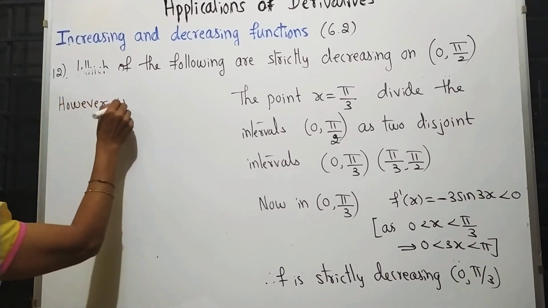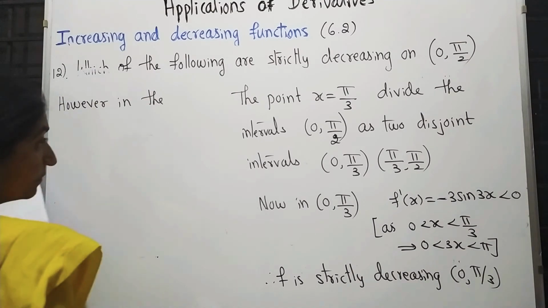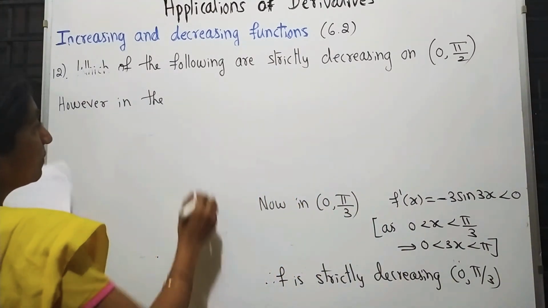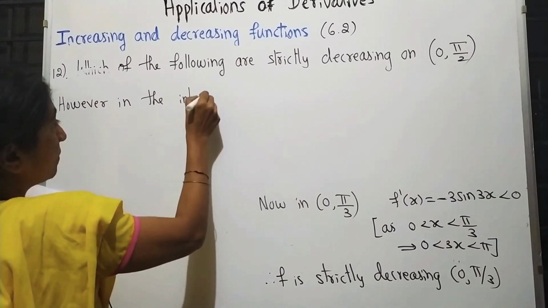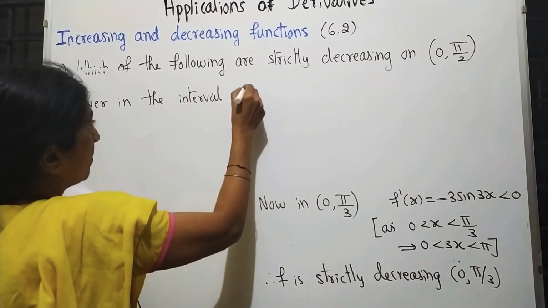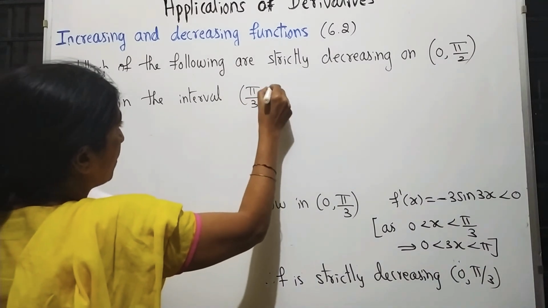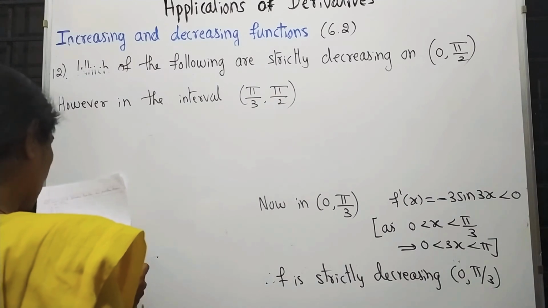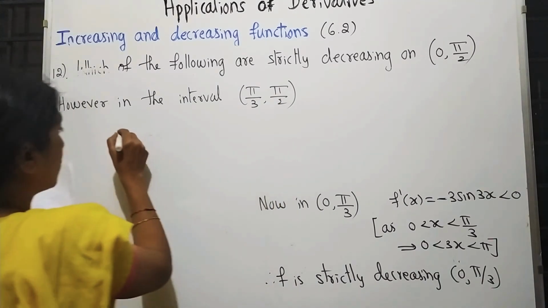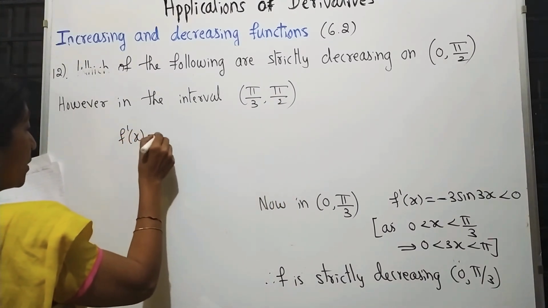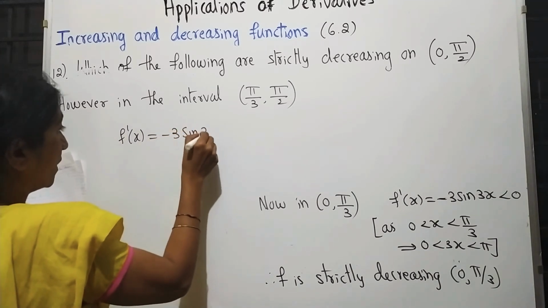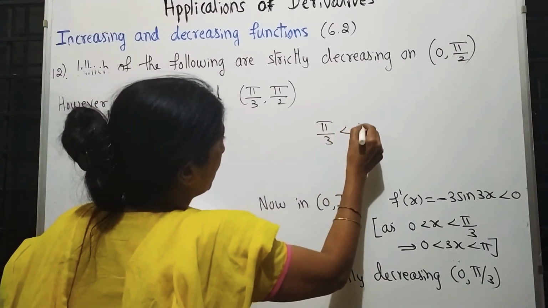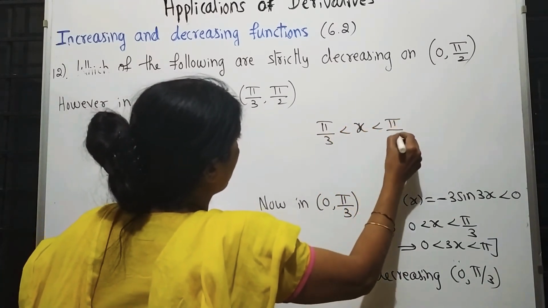However, in the interval pi by 3 to pi by 2, again it is in the first quadrant. What is f dash of x? F dash of x is minus 3 sin 3x. See here, x is lying between pi by 3 to pi by 2 and check where 3x lies.